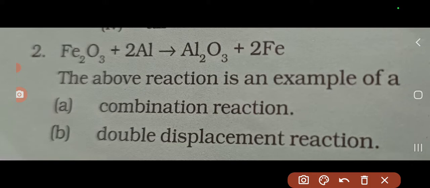And aluminium is a more active element compared to iron. So the aluminium replaces the iron from the iron oxide and forms aluminium oxide. So this reaction is known as a displacement reaction. Now we will take another example.